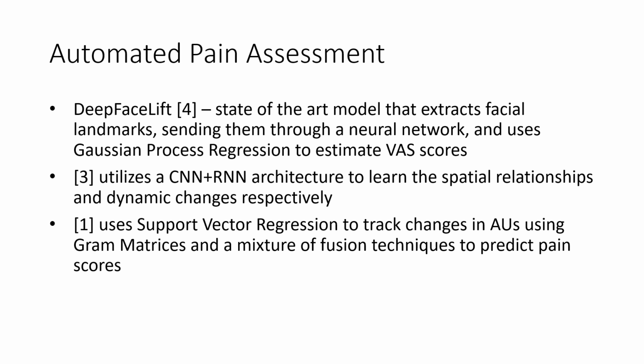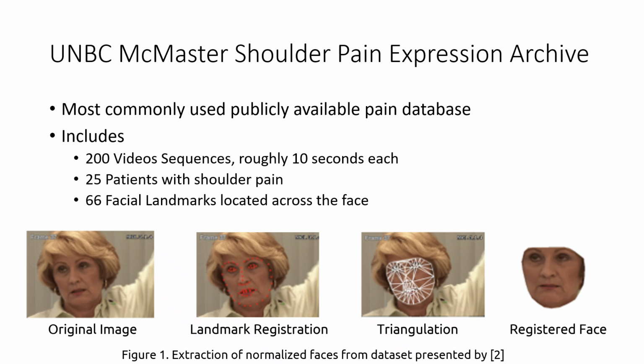The most recent iteration has been done by Szeptycki et al., using gram matrices to analyze the trajectories of the facial landmarks, and then using an SVR to analyze and predict the output score. For our training dataset, we use the UNBC-McMaster Shoulder Pain Expression Archive, which is a common benchmark for most automated pain assessment-related research.